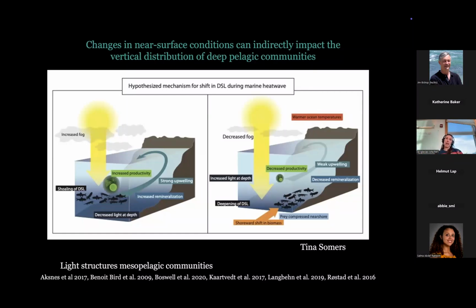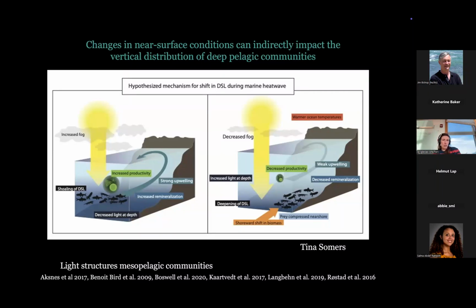And then because that upwelling habitat was compressed near shore, there was less nutrients available for primary productivity, which led to a decrease in overall productivity during this time, which then allowed that increased light to penetrate deeper into the water column. And the effects of those combined, we think mesopelagic fish responded to by descending deeper into the water column. So the surface conditions during this time, during the heat wave, led indirectly to effects in the vertical distribution of mesopelagic fish. And this is not new.